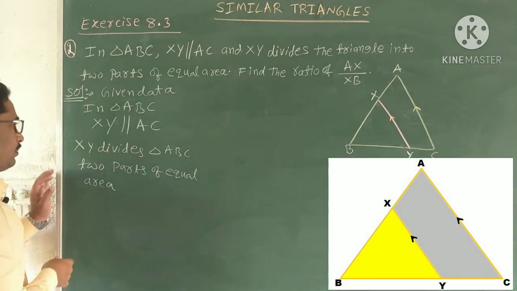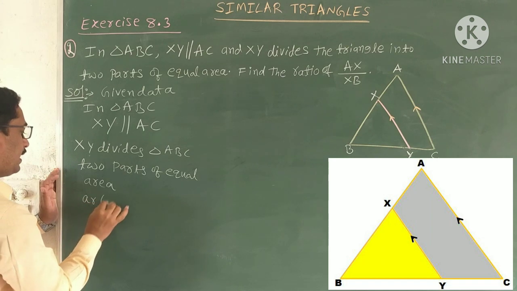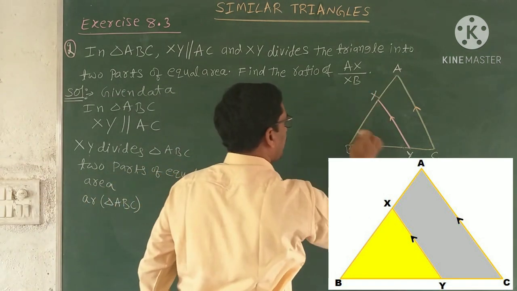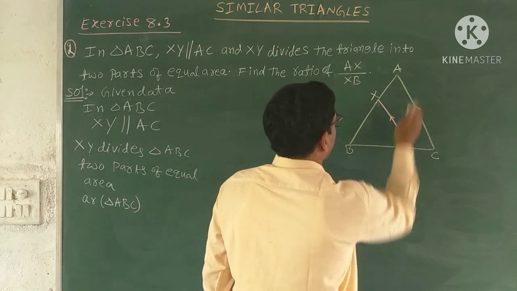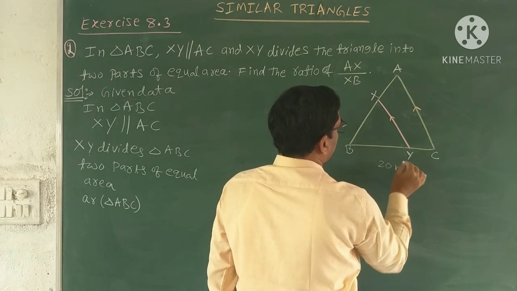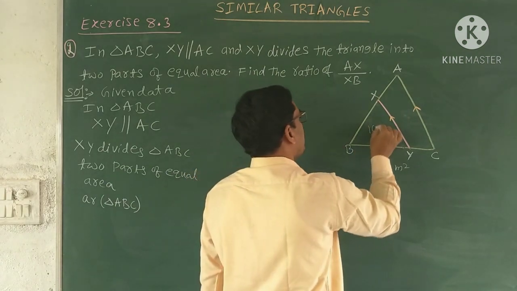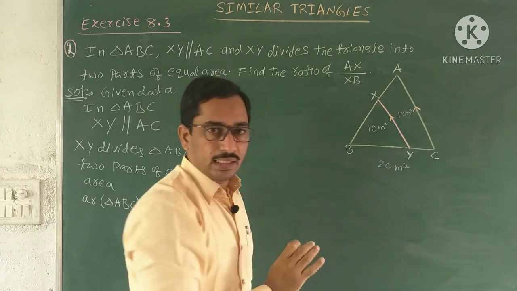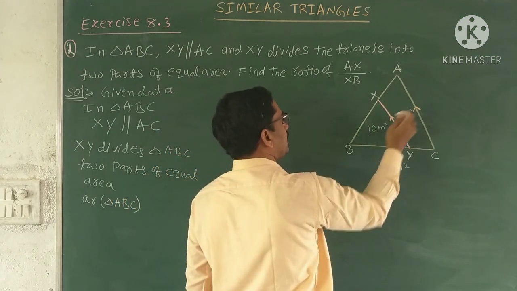So by using this concept, the area of the complete triangle ABC is divided into two parts. Suppose the area of triangle ABC is 20 meters square, then this is 10 meters square and this is 10 meters square, because it divides into exactly two parts of equal area. So 20 is divided into two parts, 10 and 10.